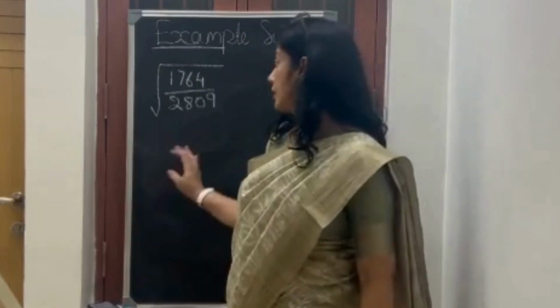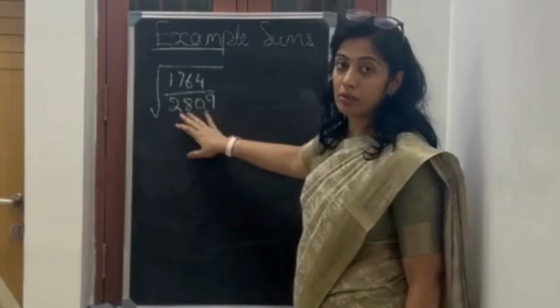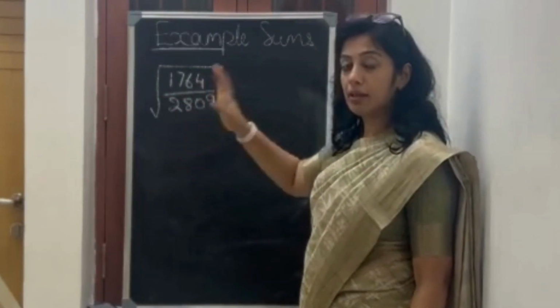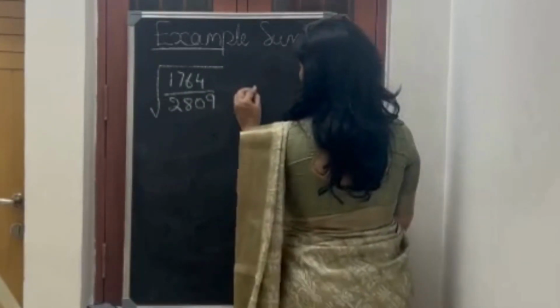Okay friends, my second sum for the day is 1764 by 2809. I have to find the square root of this. I will do this by the HCF method. Earlier I have taught you the division method, now I am teaching you the HCF method. 1764.